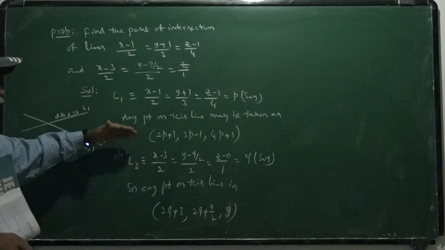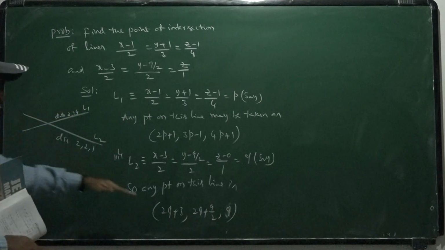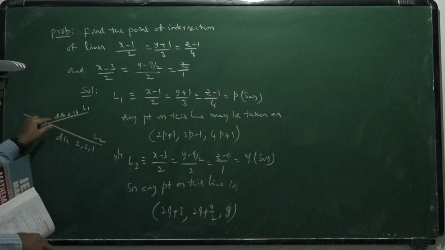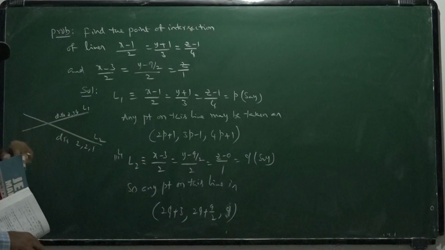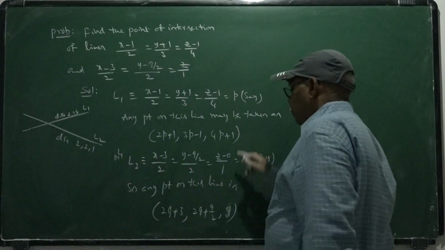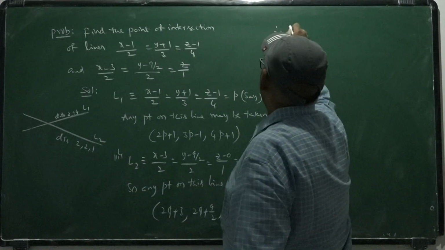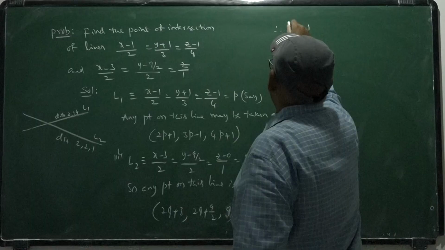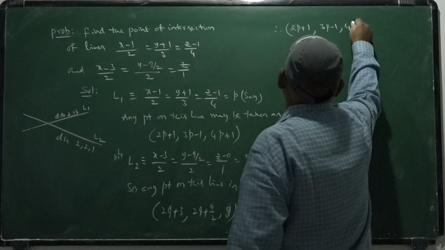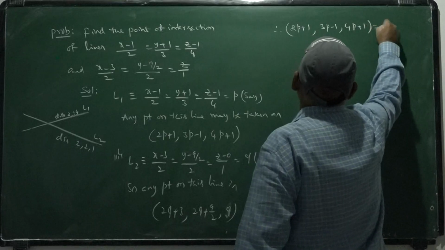This is a general point on the line L1. This is a general point on the line L2. If these two are equal, then it gives us the intersection point. So equating these two, find p and q by equating these two.